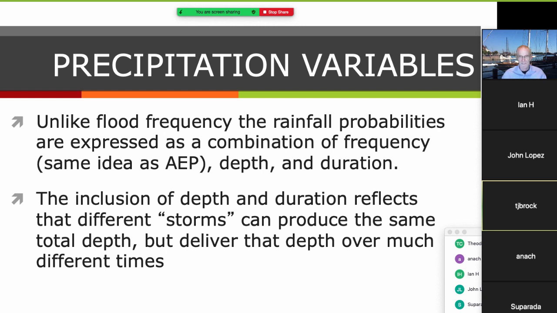Because the duration is an important feature of rainfall. It doesn't matter if it rains hard for a very short period of time. It does matter if it rains hard for a long time, or if it rains softly for a long time, then quickly turns into a hard rain, hard intensity, and then stops.